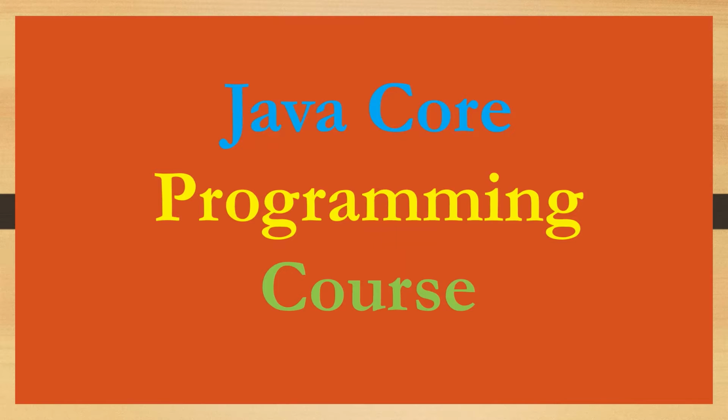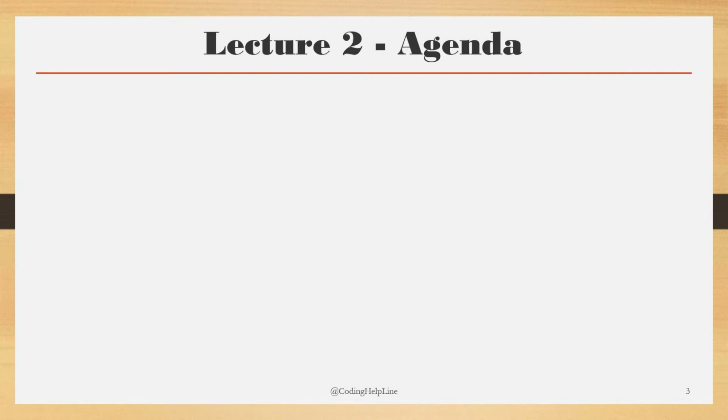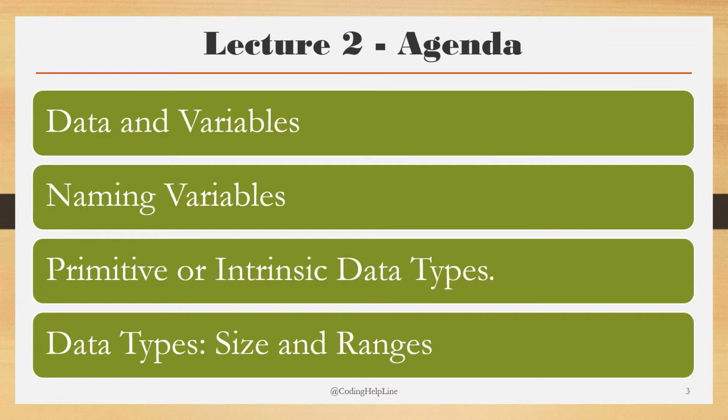Guys, welcome to Java Core Programming course, Section 1, Lecture 2. Today's lecture is about data types and variables and constants. So, Lecture 2 agenda: data and variables, naming variables, primitive or intrinsic data types, and data type size and ranges. Let's begin our lecture.